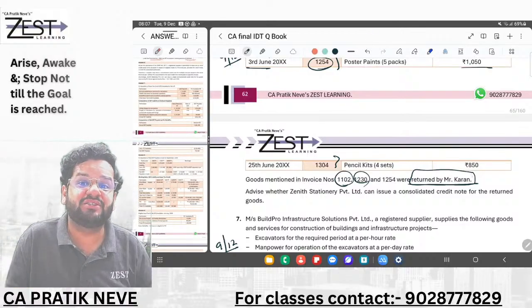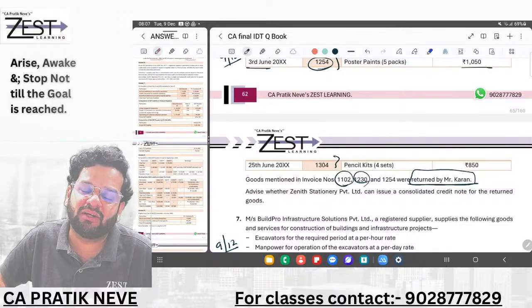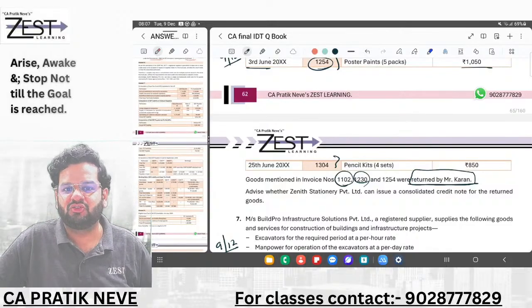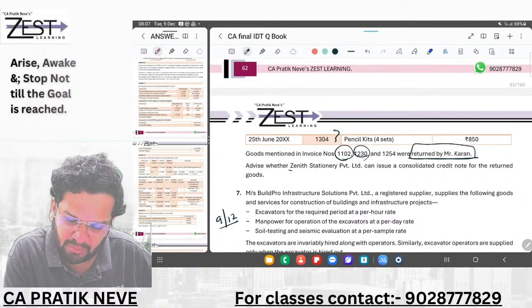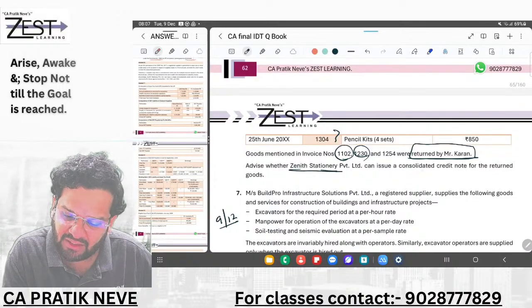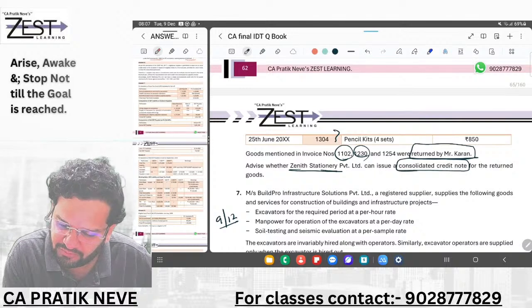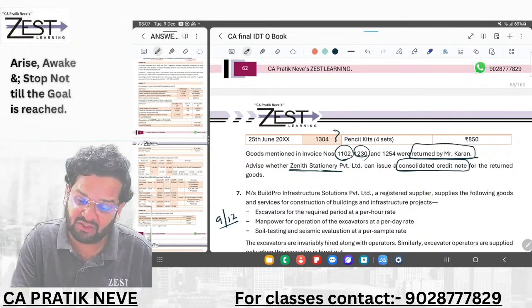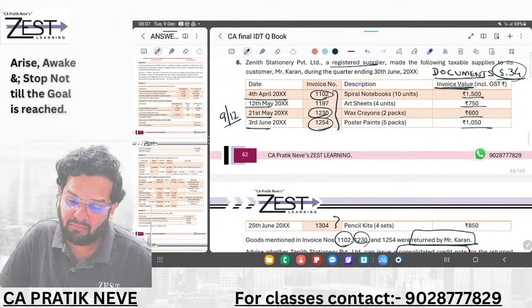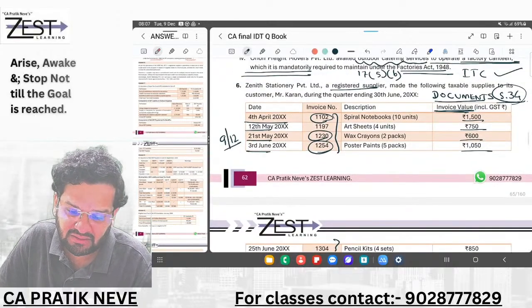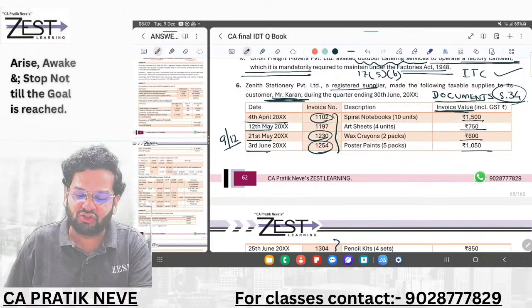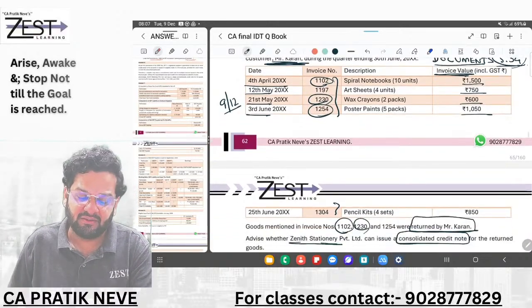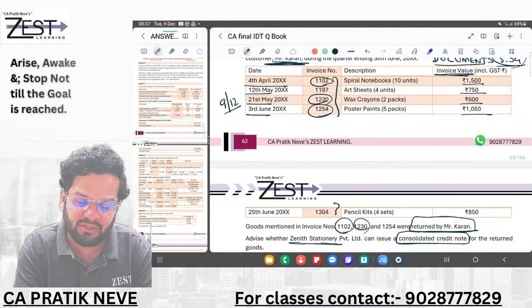So you know, if there is a goods return, then which document will you give as a supplier? So you will give a credit note. So the question is whether this supplier Zenith Stationery can issue a consolidated credit note. So the answer is, is it to one single buyer? Yes. Zenith Stationery made the following supplies to its customer, Mr. Karan. So it is to a particular single buyer. So yes, a single credit note can be issued.